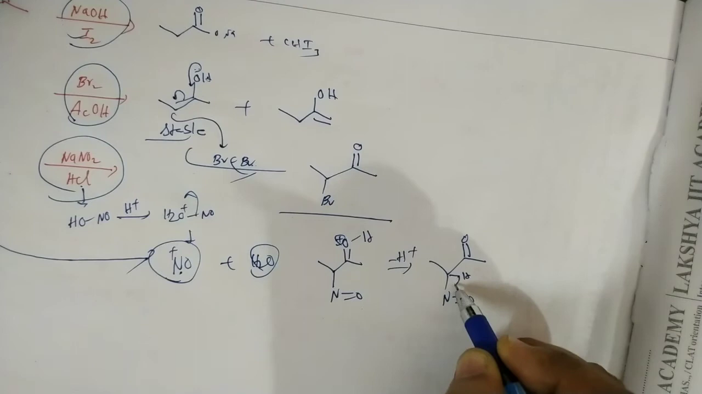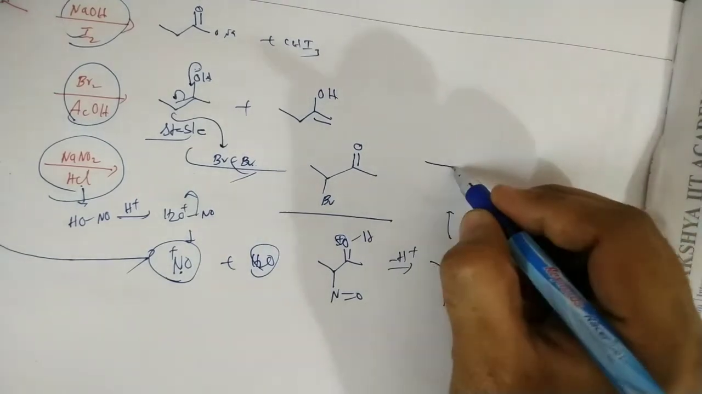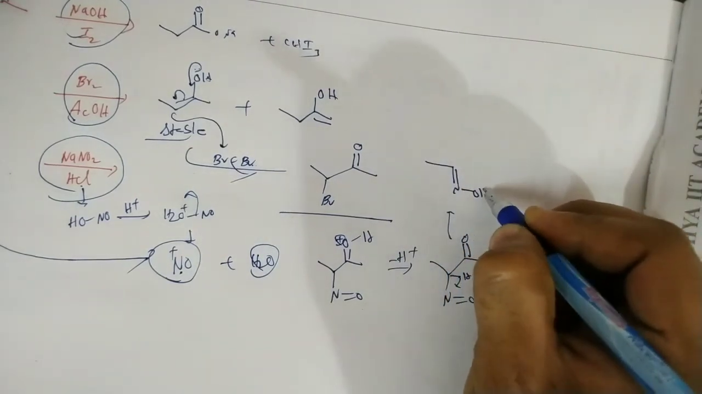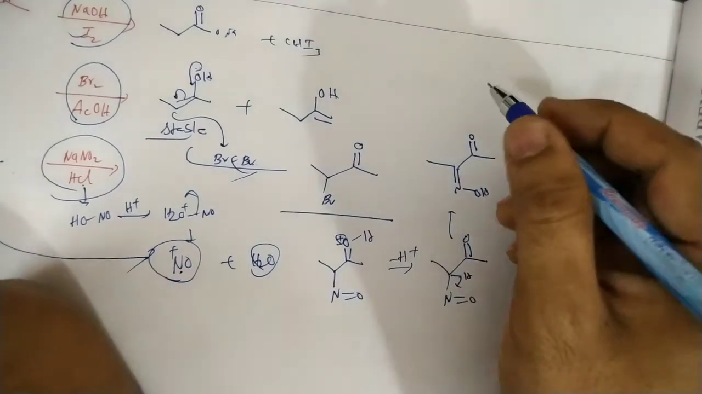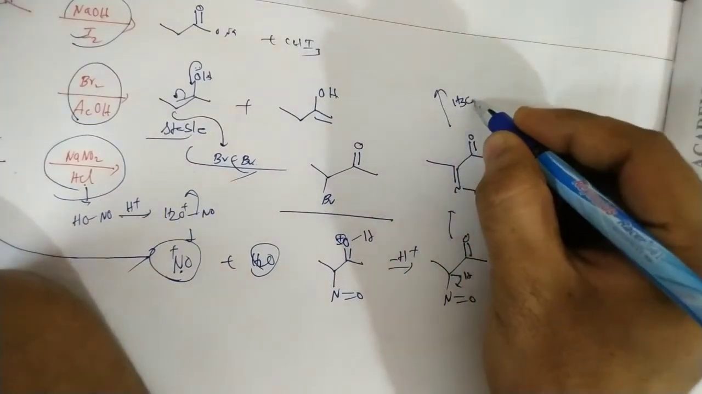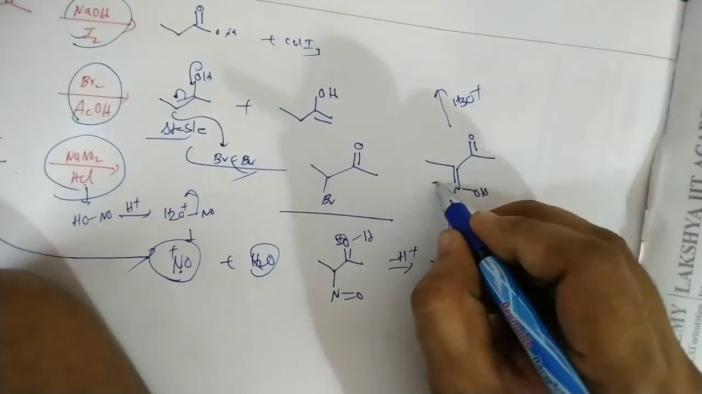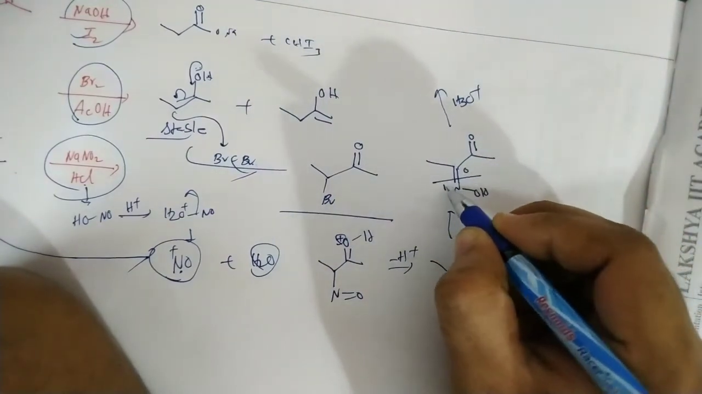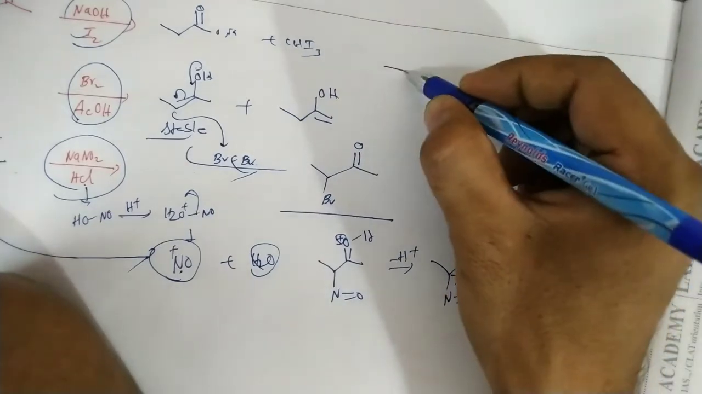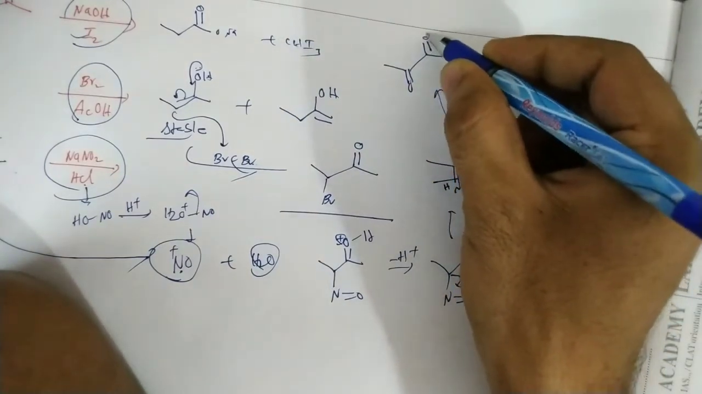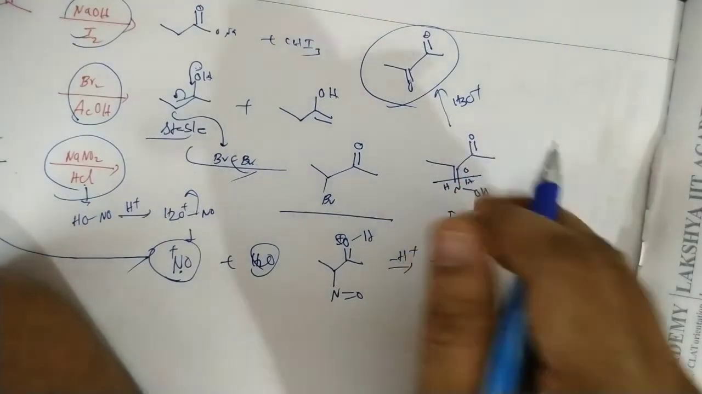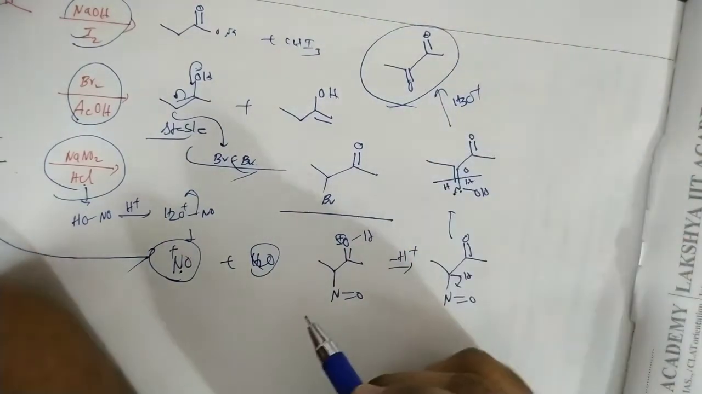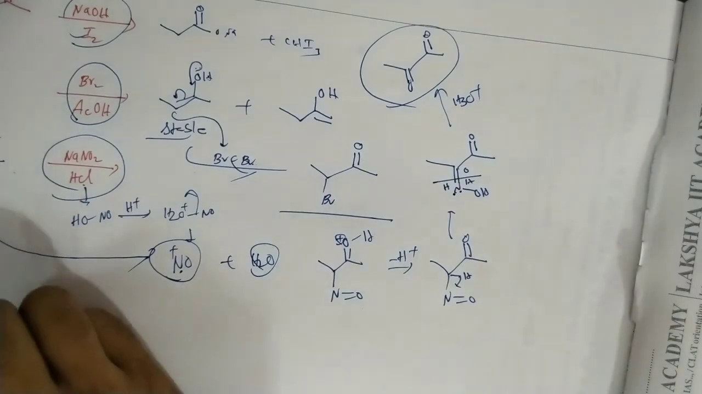Here again there is an ionizable hydrogen, so N double bond OH and double bond O. On further hydrolysis, this oxygen will get a hydrogen, and the diketo compound is the product. On hydrolysis, that group is converted to a ketone. That is one more question.